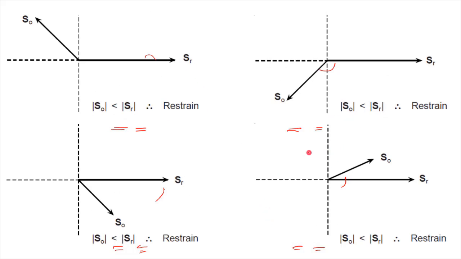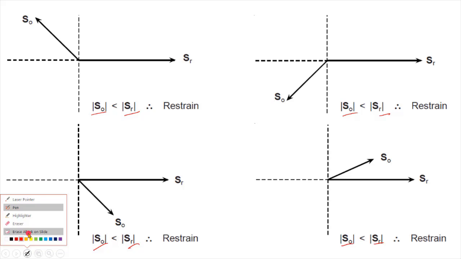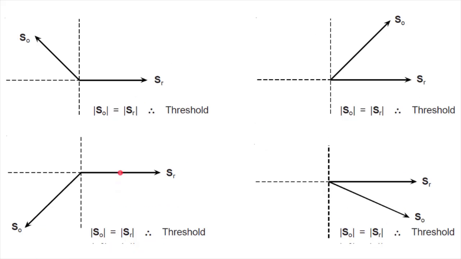Similarly here, these are the cases of restraining conditions, when the magnitude of SO is less than the magnitude of SR. Wherever it lies, it doesn't matter. So these are the conditions of restraint. Now these are the conditions of threshold, when the magnitude of SO is equal to the magnitude of SR. These are threshold conditions.